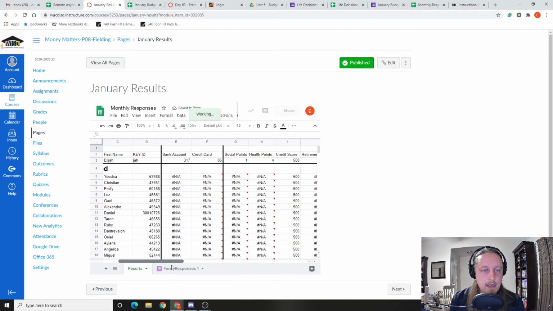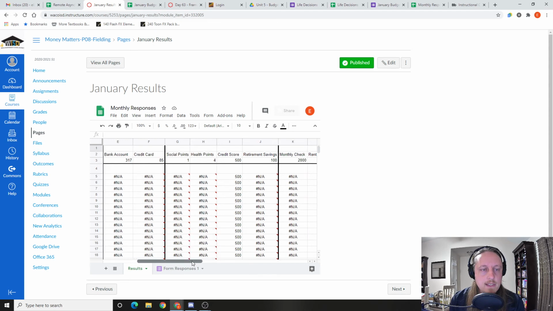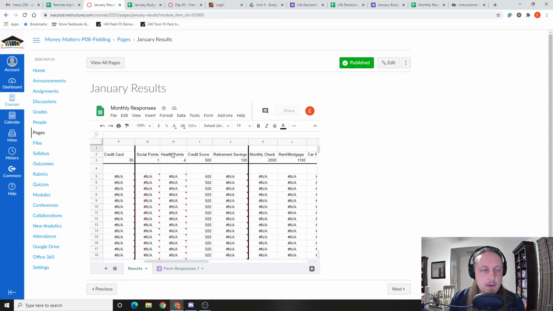So in my bank account, this is a different time, so the numbers are going to be a little bit different than what we had in our notes, but you can check your notes with this, right? In my bank account, I had 317 left. I had 85 on my credit card. And then you'll see here, it says social points, health points, credit score, retirement savings. Okay. So these are cool points that are going to help us actually keep track in the game of who's winning.